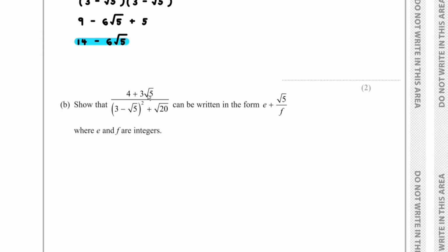Part B. Show that 4 plus 3 root 5 over 3 subtract root 5 squared plus root 20 can be written in the form e plus root 5 over f, where e and f are integers.